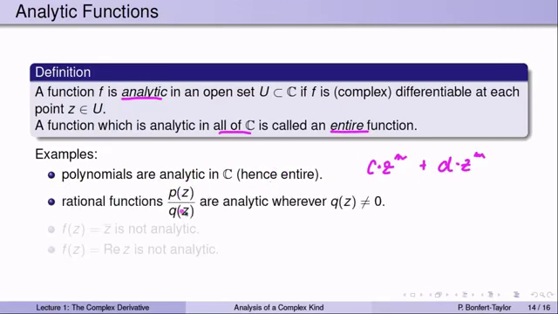Rational functions, which are a polynomial divided by another polynomial, are by the quotient rule analytic wherever we're not dividing by 0. So whenever the denominator is non-zero, a rational function is also analytic. We've seen that the function f of z equals the complex conjugate of z is not differentiable anywhere, so it's also not analytic anywhere. Similarly, the real part of z wasn't differentiable anywhere, so it's also not analytic anywhere.